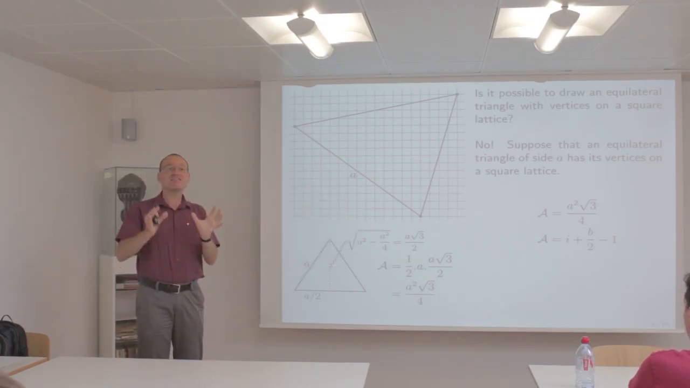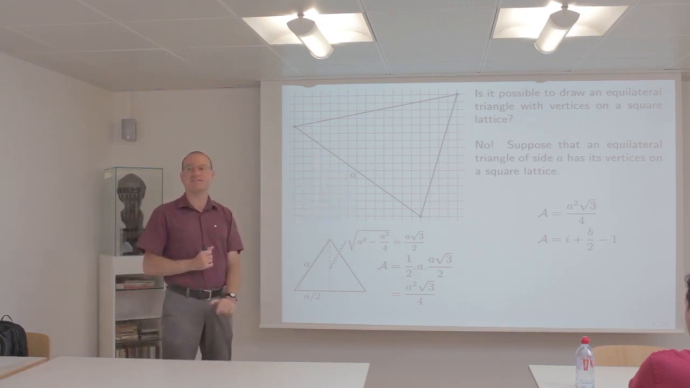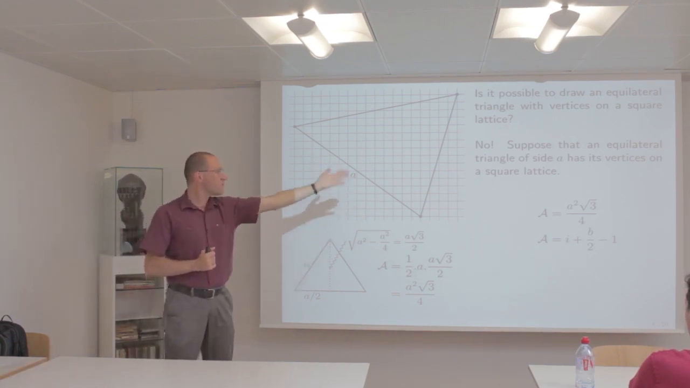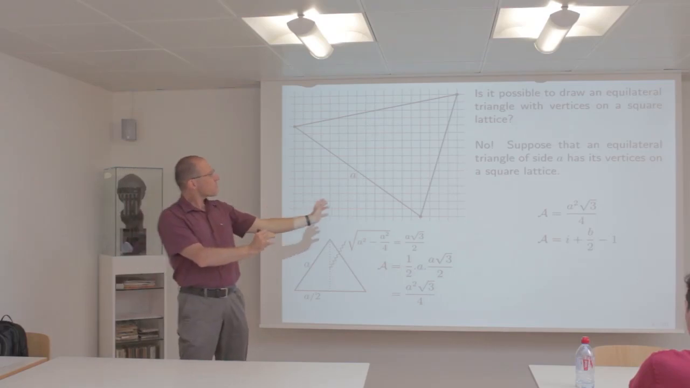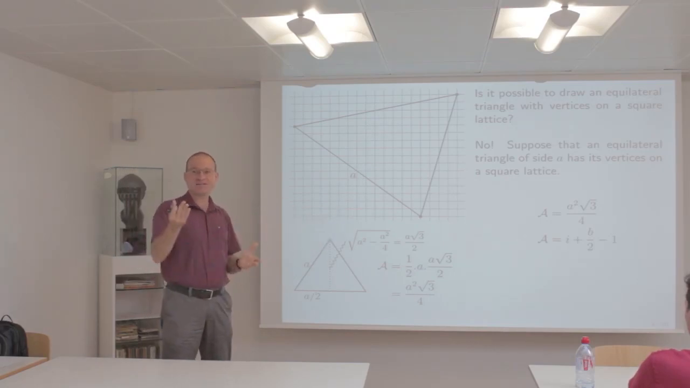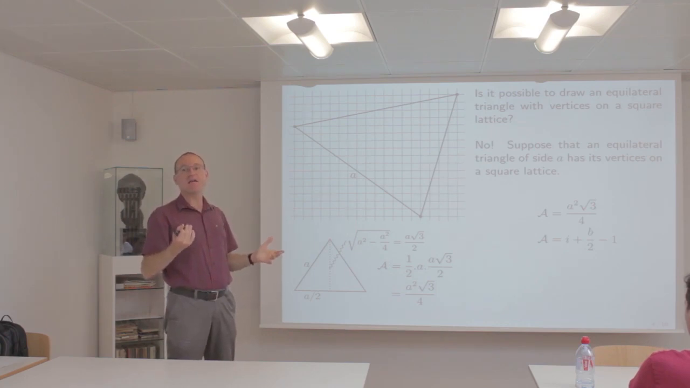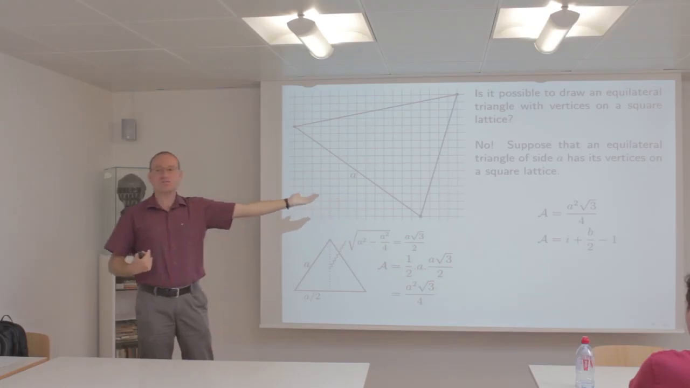Now, let's look at what types of numbers we have on the right-hand sides. Look at Pick's formula. What kind of number do you have on the right-hand side? Don't think too much quantitatively, think qualitatively. You have an integer, or an integer divided by 2, because the worst thing you do is divide by 2.